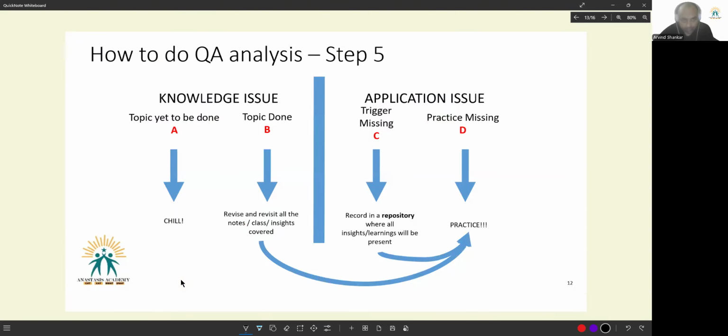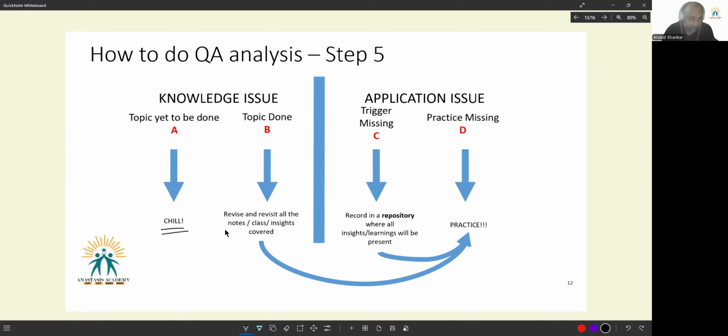Okay, last step. See, if it is a knowledge issue, topic is yet to be done, then chill. There is nothing that you can do right now. Once the topic is done, only then will you have some degree of comfort and control over it.